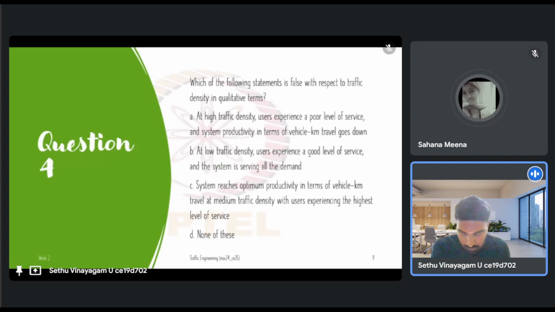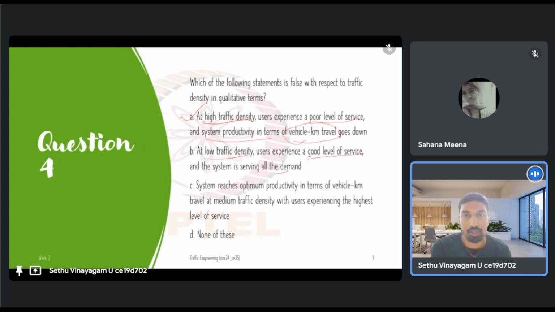Okay, so option A is high traffic density. At high traffic density, we have a congested state, which means the level of service is poor because the flow goes to zero and the speed also drops to zero. The system productivity in terms of vehicle kilometers of travel also goes down, because the speed and the flow go down. So the productivity is affected. So A is correct.